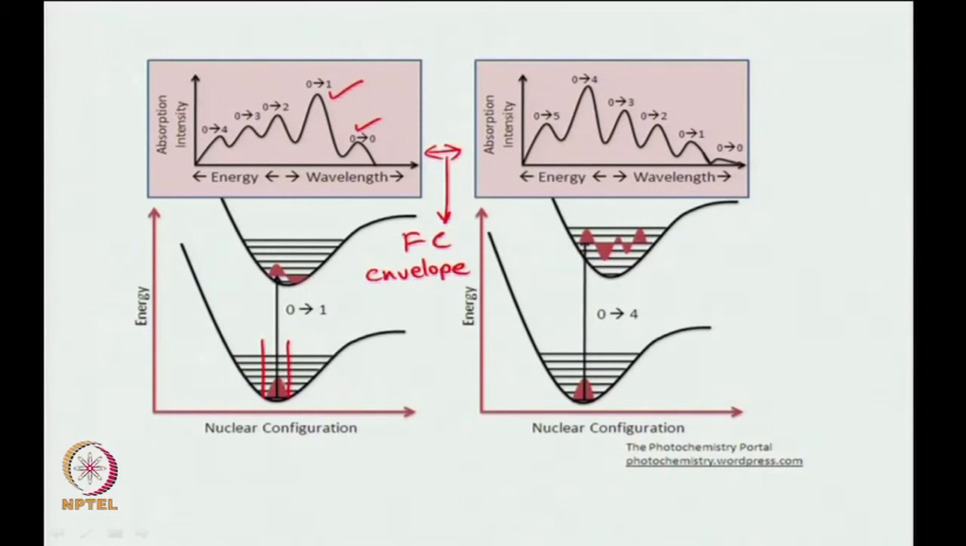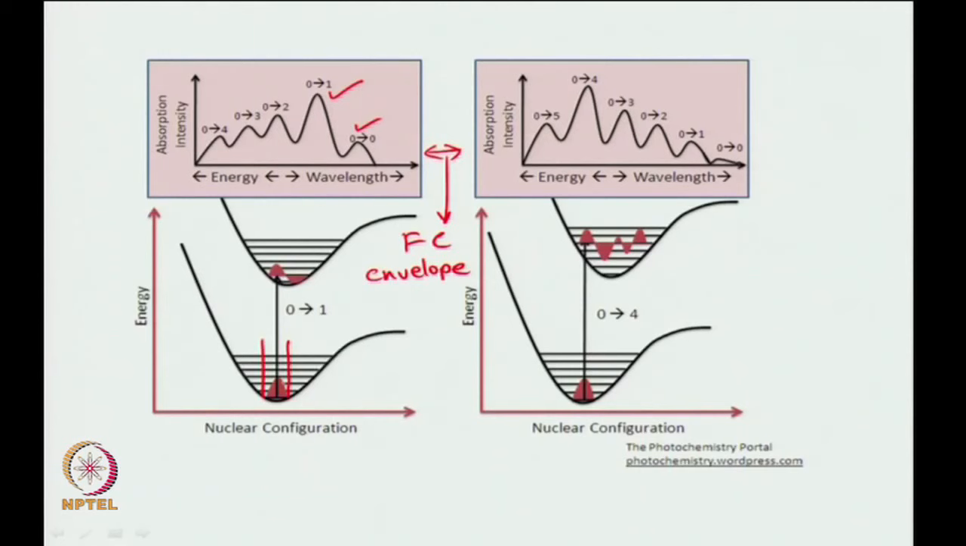In the first case, the 0 to 1 is the transition having the maximum intensity. In the next case, the 0 to 4 is the transition having the maximum intensity. The difference between these two is that in the second case you have a much larger difference in the internuclear distance between the ground state and the excited state. That is typically how it comes about.